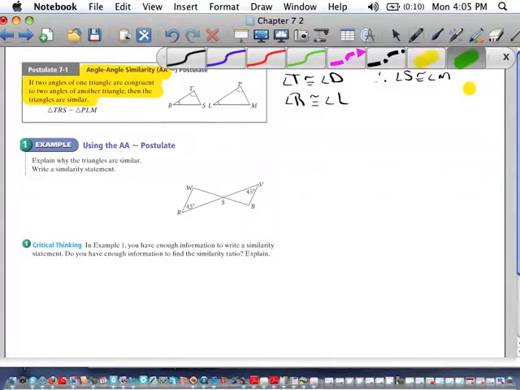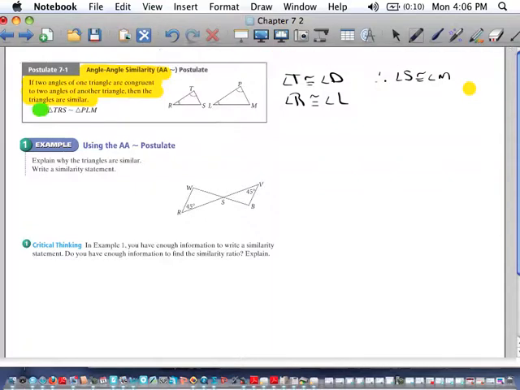Remember a congruence statement. This is the similarity statement. So the only difference between a congruence statement is the similarity symbol versus the congruence symbol. So in example 1, it says, using the angle-angle postulate, explain why the triangles are similar, and then write a similarity statement.